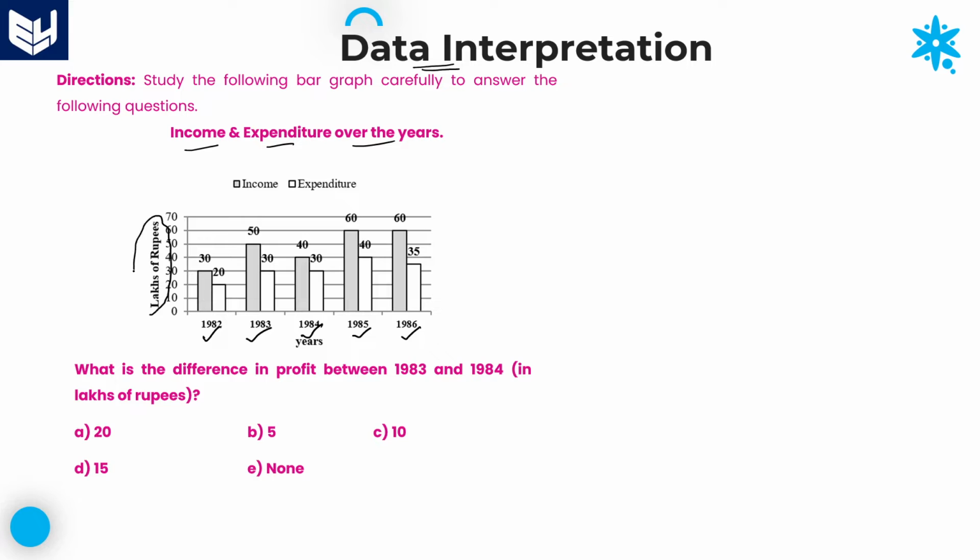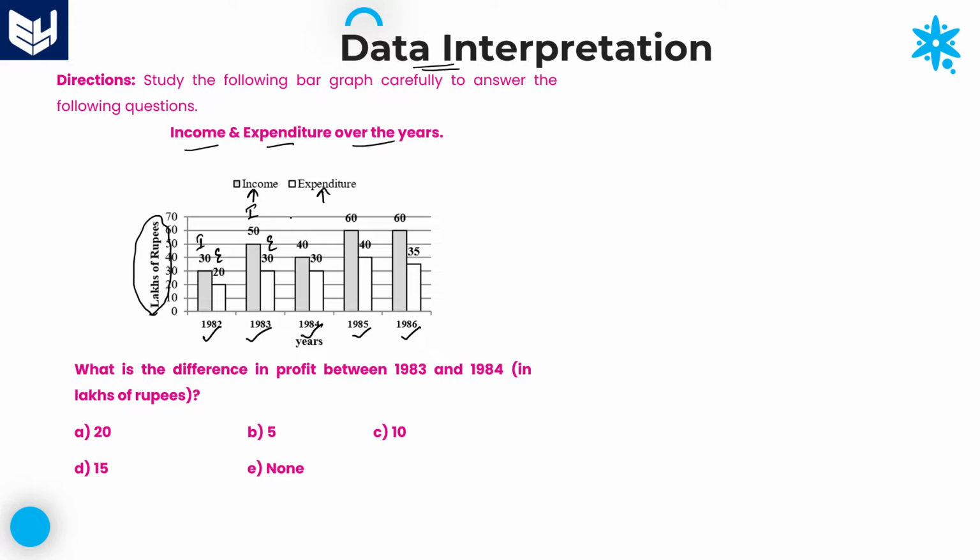All the values are in terms of lakhs. Here it is 30 lakhs income. The first bar is about income, the second bar is about expenditure. In each and every year, the first bar is indicating income. It means this is income, this is expenditure. This is income, this is expenditure. Like that, in each and every year, the first bar is indicating income, the second bar is indicating expenditure.